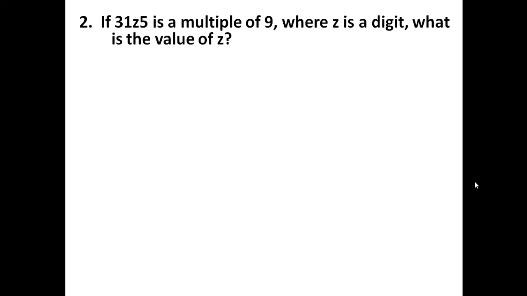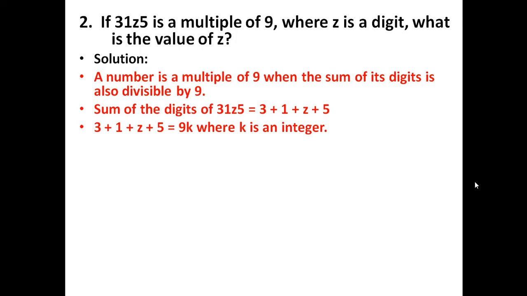If 31z5 is a multiple of 9 where z is a digit, what is the value of z? Very similar to the previous problem. A number is a multiple of 9 when the sum of its digits is also a multiple of 9. The sum of the digits of 31z5 is 3 plus 1 plus z plus 5. So 3 plus 1 is 4, 4 plus 5 is 9, so it is 9 plus z. Since it is a multiple of 9, we write 9k.